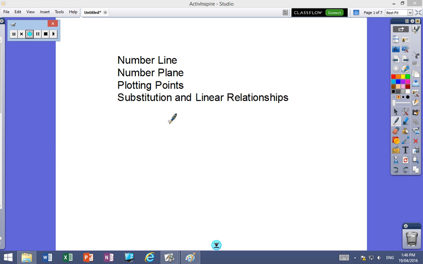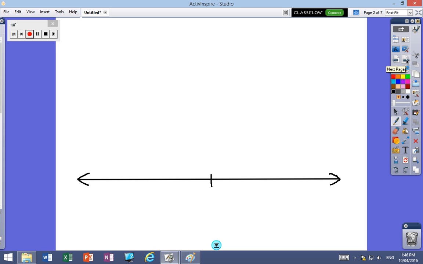This video aims to review some big ideas in coordinate geometry in preparation for an investigation that's being held in term 2. Okay, so the big ideas we're looking at are the number line, the number plane, plotting points, substitution and linear relationships. So let's start out with the number line.